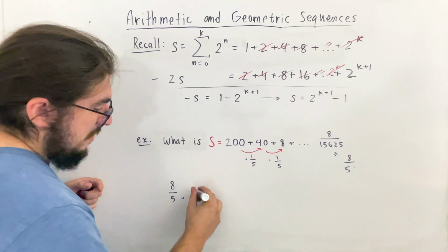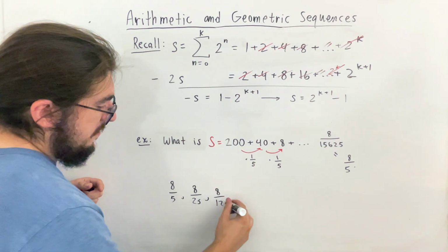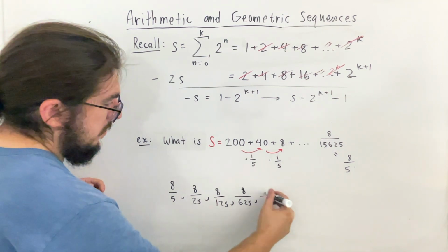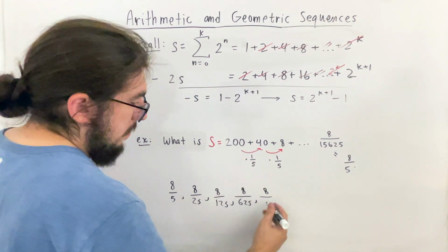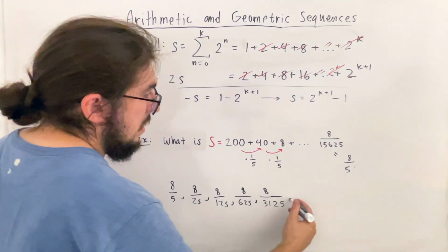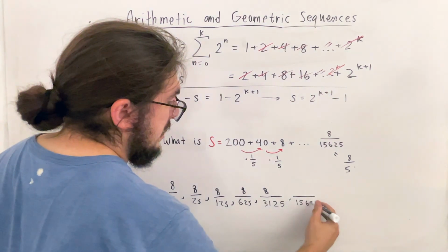Then divided by 5, we get 8 over 25. And then 8 over 125. 8 over 625. 8 over, what's that? 3125, I believe. And then finally, multiplying that by 5 gives us indeed 15625.